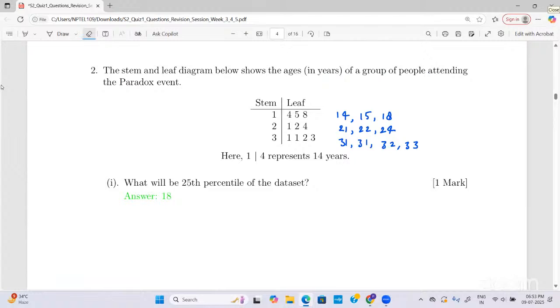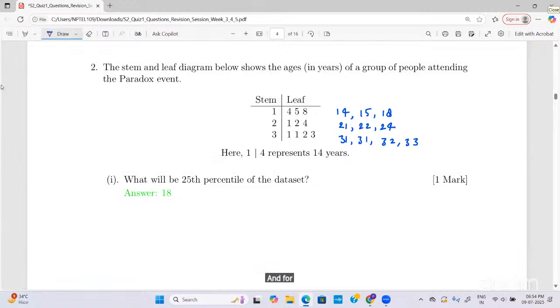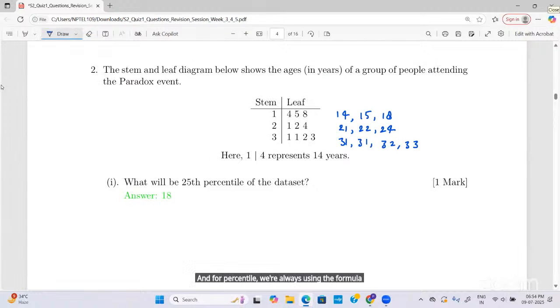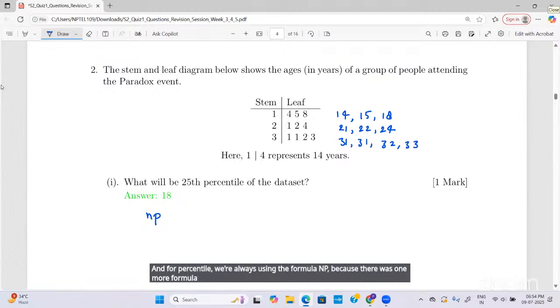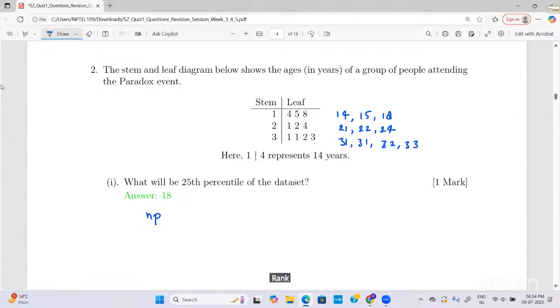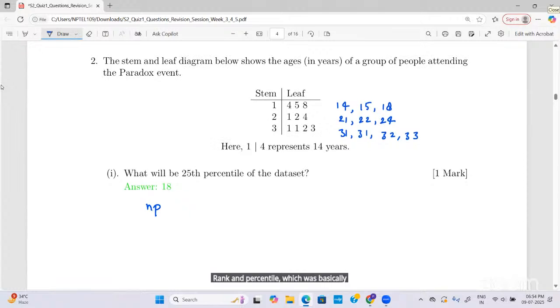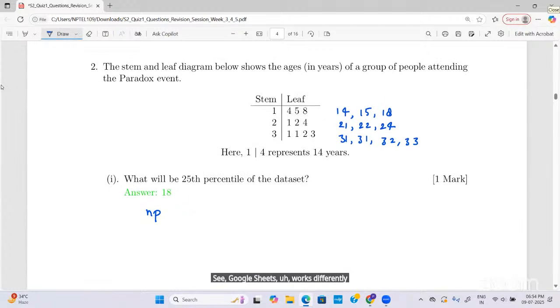Ma'am, for percentile, will we always be using the formula NP? Because there was one more formula in the lecture, rank and percentile, which was basically used in Google Sheets. See, Google Sheets works differently, but here we have to use this formula only, NP, okay? For the questions we will get, we have to use this formula only.